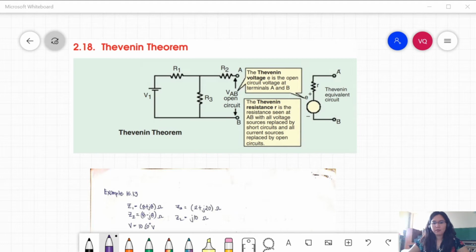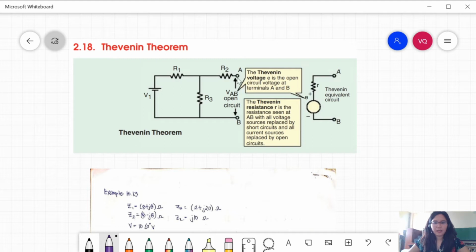given by VTH divided by the sum of ZTH plus ZL, where VTH is the open circuit voltage or the Thevenin voltage across A and B, and ZTH is the internal impedance, with voltage sources replaced by their internal impedances and current sources by infinite impedance. So this is the summary of Thevenin's theorem.